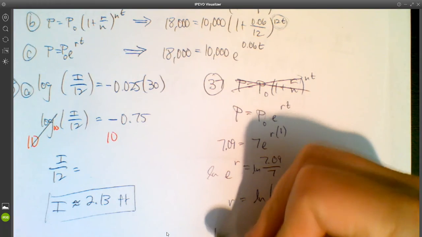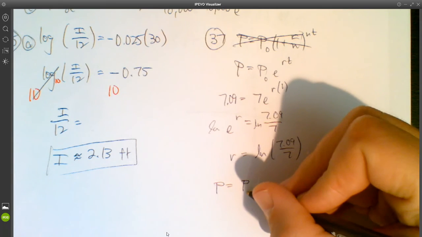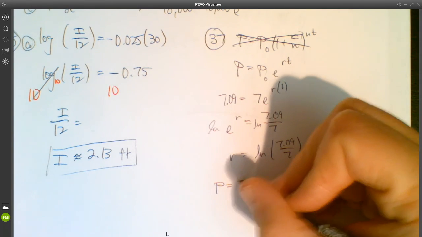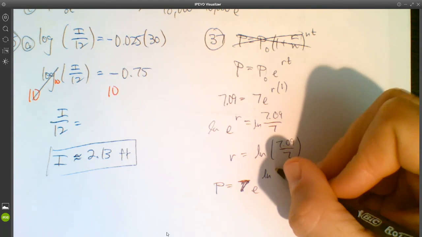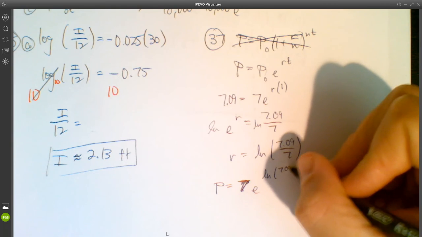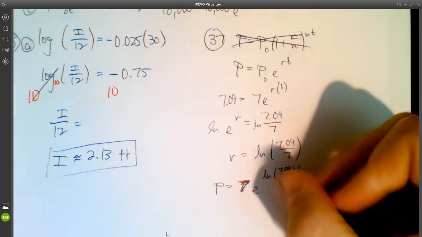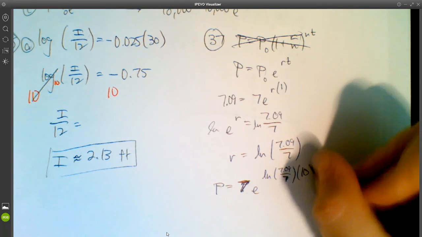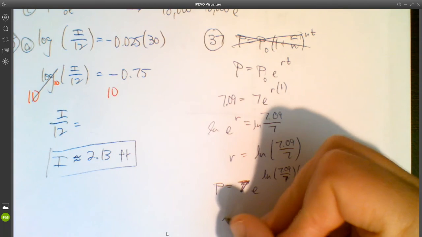So the population in 2021 is going to be the population in 2011, which was 7 billion, times e to the r times t. Well, how much time has passed from 2011 to 2021? Well, that would be 10 years, right? So you'd multiply by 10. This whole thing I'm just going to plug into my calculator now.